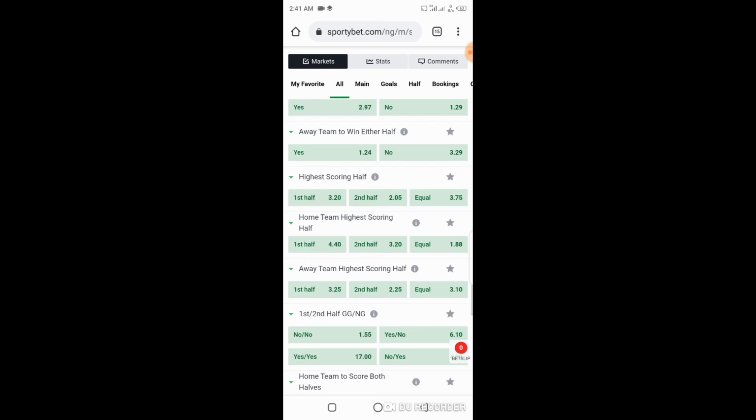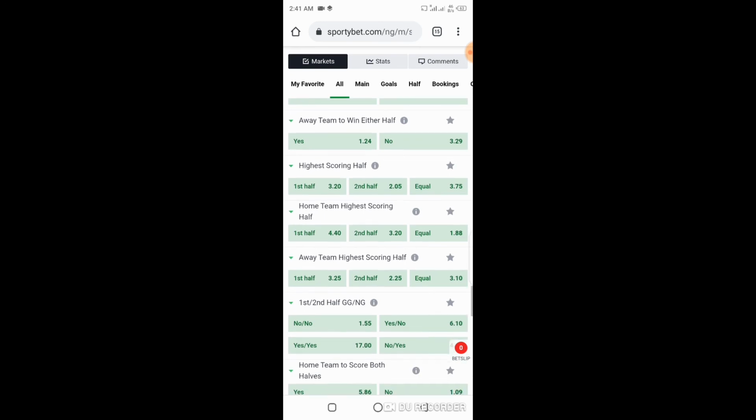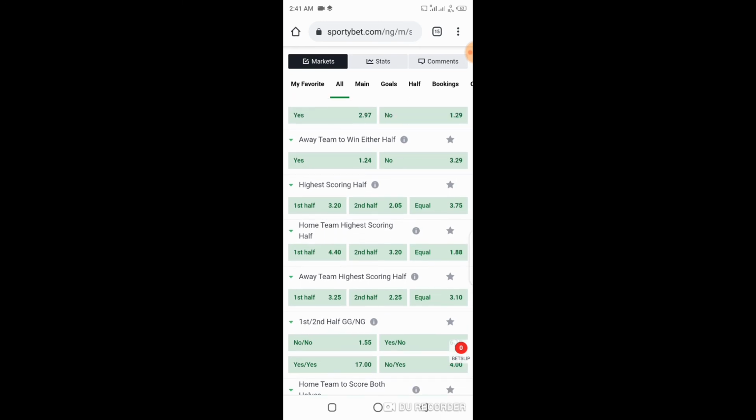They played 2-0 in the first half, and the match ended 5-1. That means there were an extra four goals in the second half, which means the second half was the win.